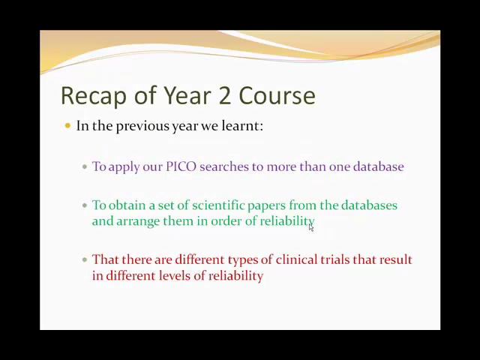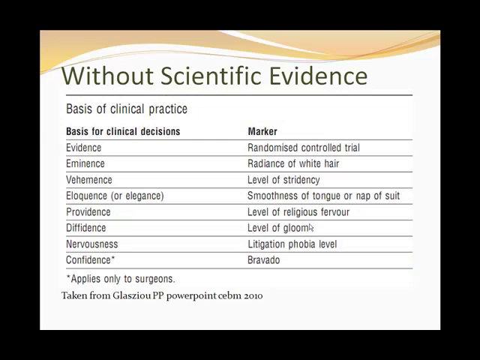So in the previous courses, we've looked at how to do a patient intervention comparison and outcome search in more than one database. We've learned to look at the reliability of those papers once we have them, and now we're going to look at the actual results of the trials in the papers to see about their levels of reliability. This is just a funny slide that I like, that tells us how we used to be before we used evidence-based veterinary medicine.